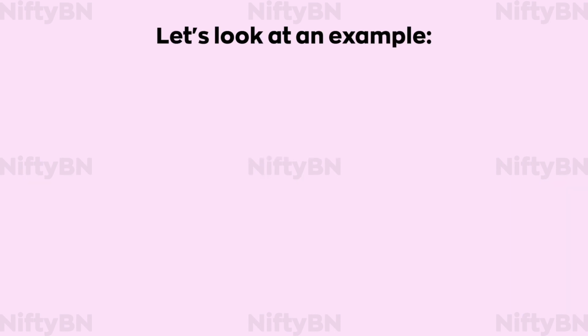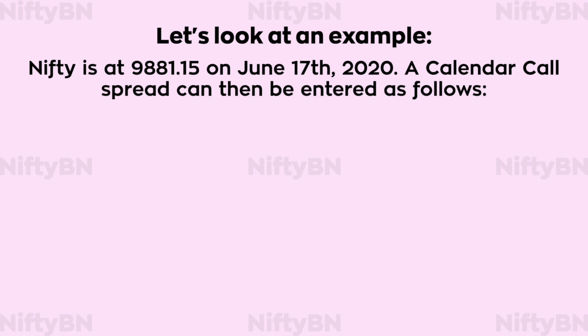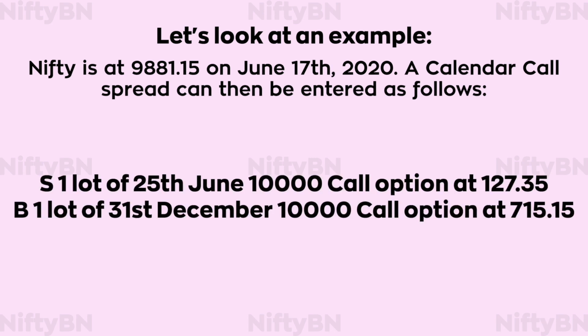Let's look at an example. Nifty is at 9881.15 on June 17th, 2020. A calendar call spread can then be entered as follows. Sell one lot of 25th June, 10,000 call option at 127.35. Buy one lot of 31st December, 10,000 call option at 715.15.